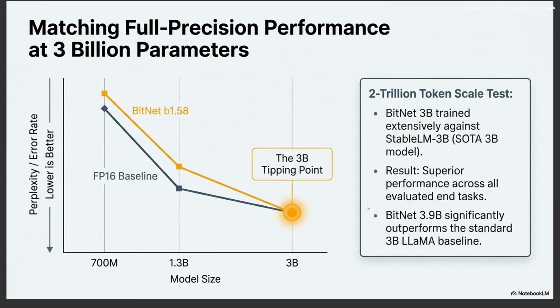The model achieves similar perplexity and task performance, but with much lower memory and latency cost. This paper also shows that BitNet b1.58 with 3.9 billion parameters can perform better than the 3 billion Llama baseline while still being faster and more memory efficient. So the main message of this slide is BitNet b1.58 keeps the performance but reduces the cost.